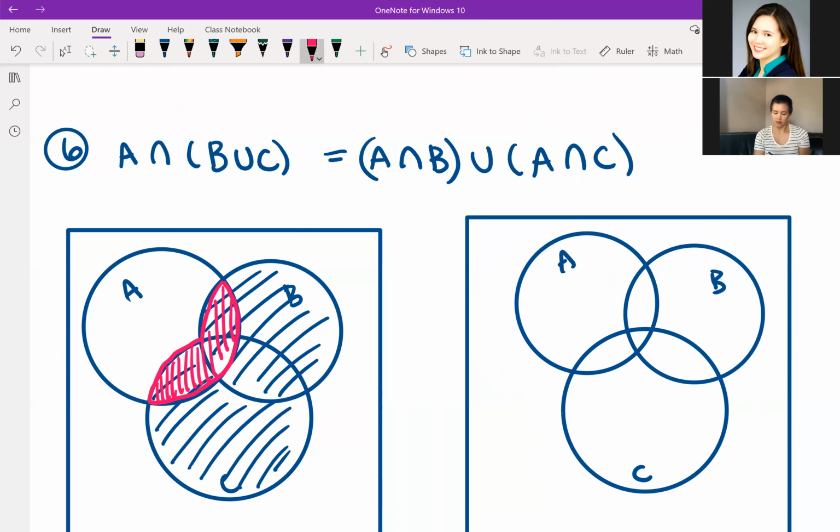Next up, let's do A intersect B in blue. So A intersect B is here. And then let's do A intersect C in purple. And now we want to find the union of those two. So we are just looking for anything that's shaded in, and it is this bit here, which I am covering with pink. All right.